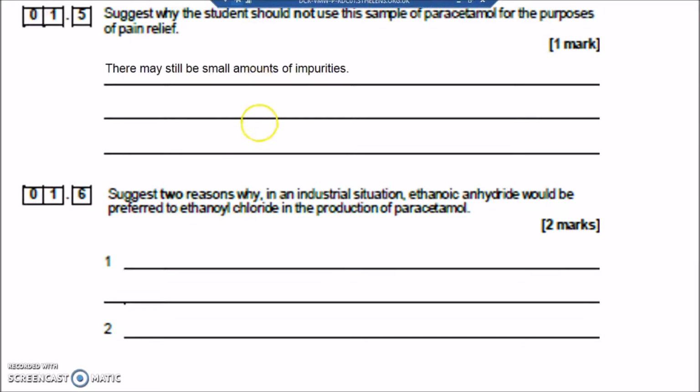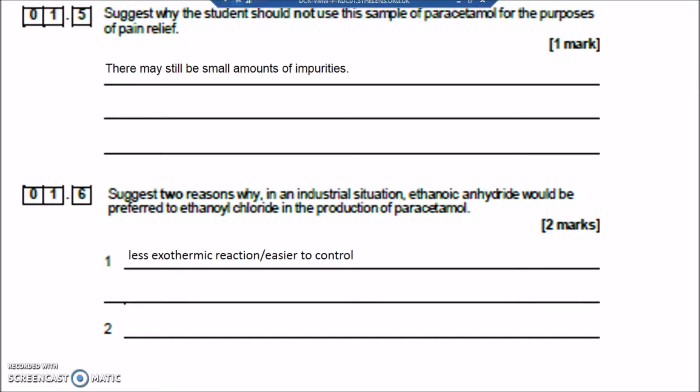There may still be amounts of impurities. Suggest two reasons why in an industrial situation ethanoic anhydride would be preferred to ethanoyl chloride in the production of paracetamol. Well, ethanoyl chloride actually undergoes violent reactions. It produces very exothermic reactions, violent exothermic reactions that give out a lot of heat, and it's very difficult to control that heat. It reacts with water to make hydrogen chloride gas as well, which is a toxic gas, and ethanoyl chloride is quite expensive as well, compared to ethanoic anhydride.